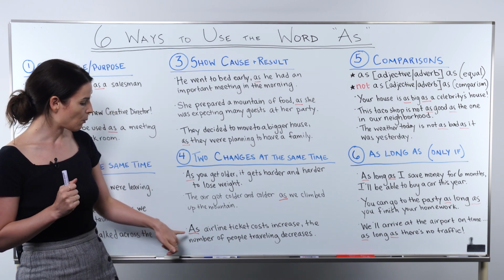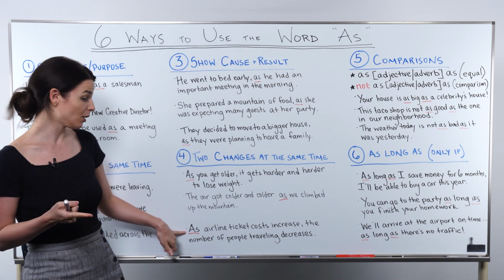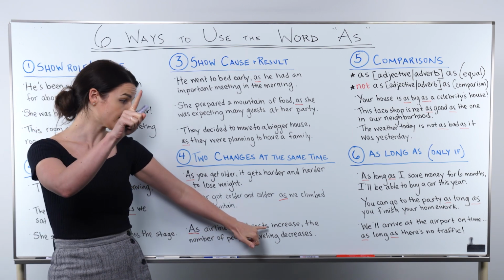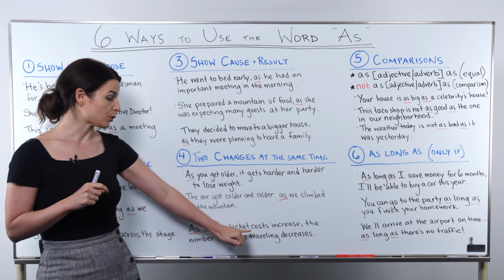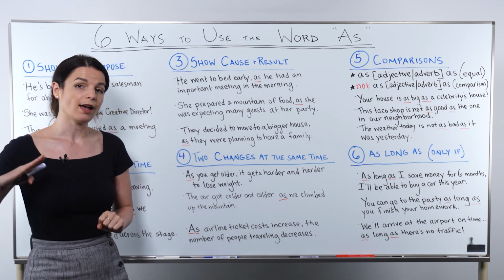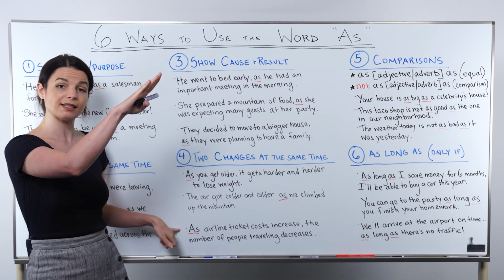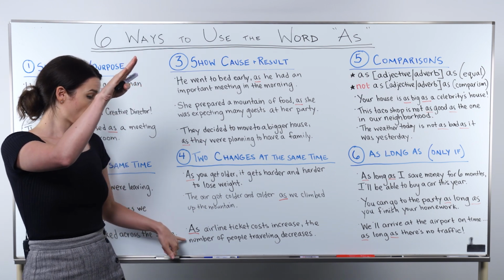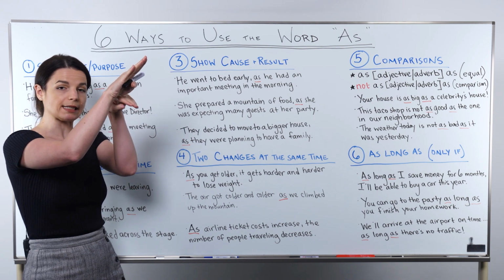Okay, let's look at one more example. "As airline ticket costs increase, the number of people traveling decreases." So again, we have two things changing here. As airline ticket costs increase, as they go up, the number of people traveling decreases.